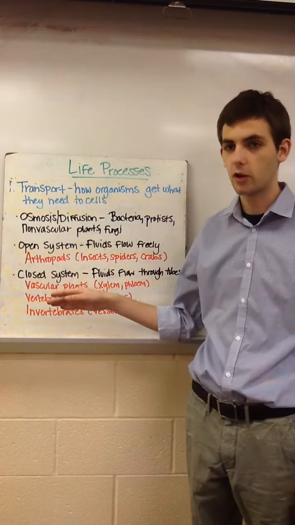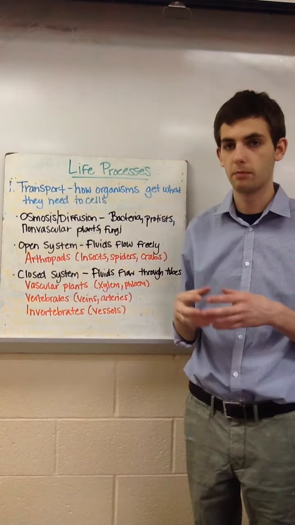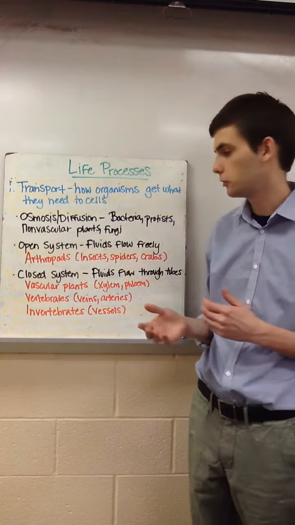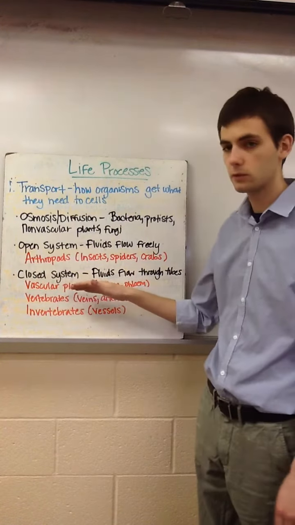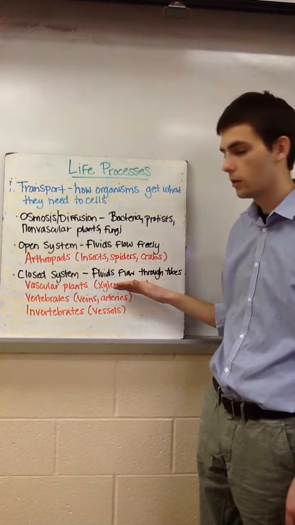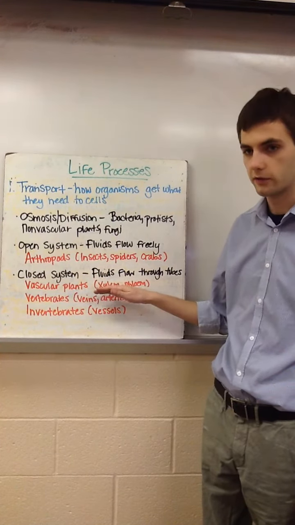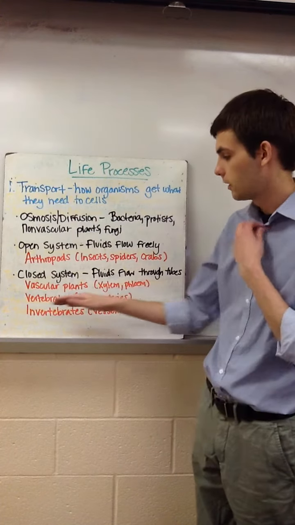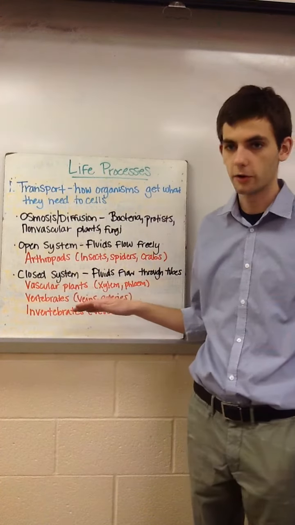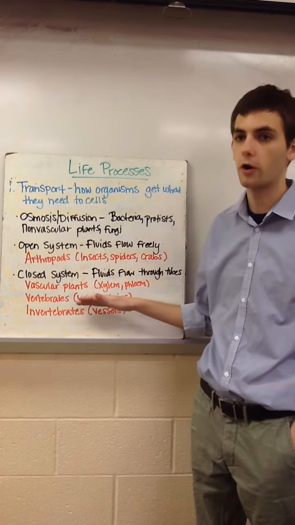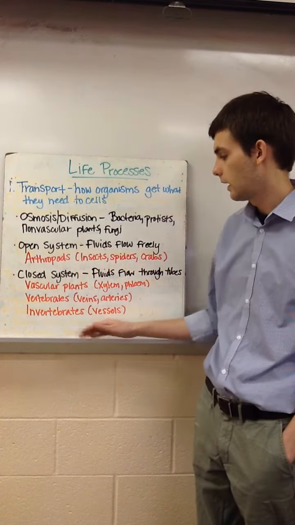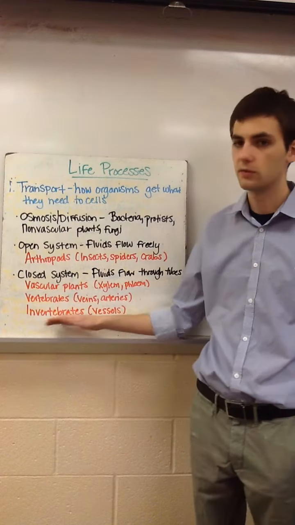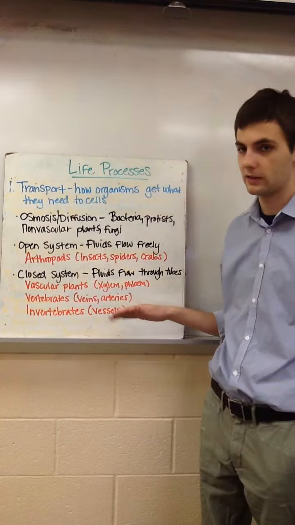The opposite of that is a closed system, and this is when our fluids in a body move through tubes. So in vascular plants, those tubes are called xylem and phloem, which is moving water for xylem, and phloem is moving glucose. Vertebrates are going to use veins and arteries, so veins are going towards the heart, arteries are moving away from the heart. And in invertebrates, they're going to use vessels, which is very similar to veins and arteries.